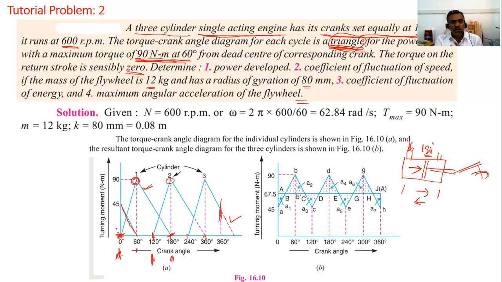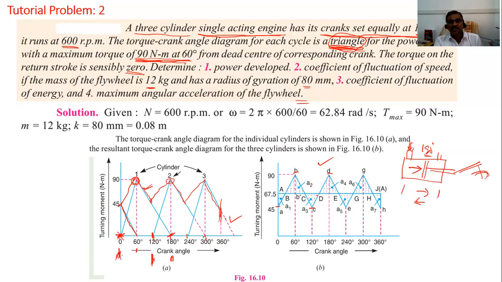Now, what is the turning moment diagram combining all three cylinders? It will be like this. It starts at 45 and goes to 90, again comes to 45, again goes to 90. If you combine the three diagrams, it will come like this: 45 to 90, 90 to 45, 45 to 90, the same way. So it starts at this point, 90, and again comes here.